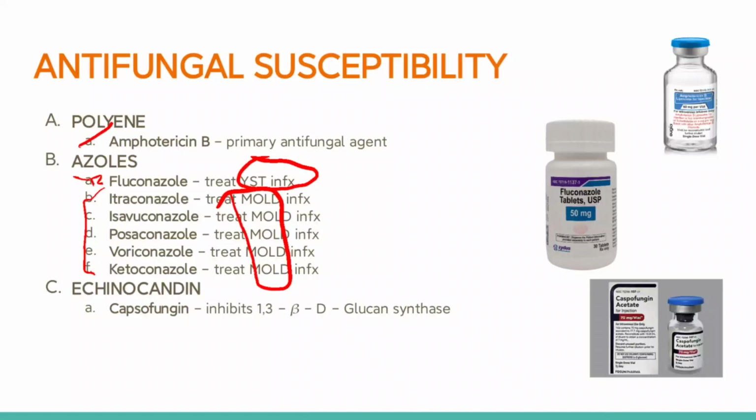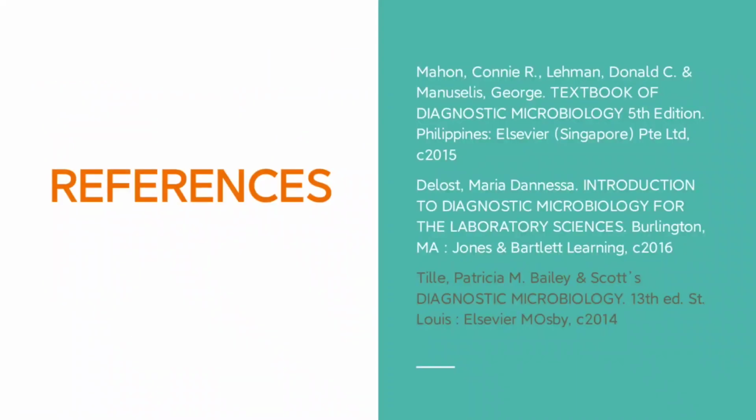And lastly, echinocandin, capsafungin yan, no? It inhibits the 1,3-beta-D-glucan synthase. Ibig sabihin, kaya niyang inhibit usually yung mga opportunistic or yung mga invasive na fungal infection. So, this is the best one para sa mga yun. Okay? And that's it. Again, ang reference natin is Mahon, Delost, and Scotts and Baileys.